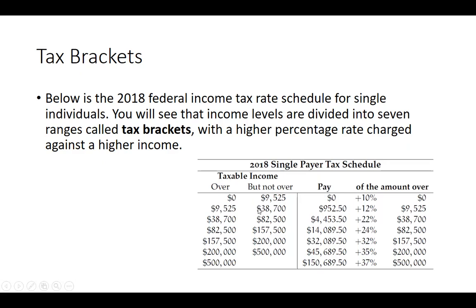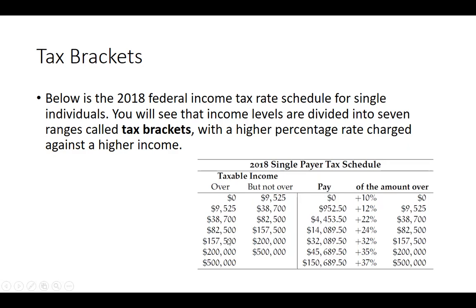But then when you get into this second tax bracket, $9,525 to $38,700, you're still just paying 10% of the $9,525. That would be $952.50. You're only paying 12% of the amount over $9,525. So you say you're in the 12% tax bracket, but you pay 10% on the amount that's in the 10% bracket and only 12% on the amount over that.